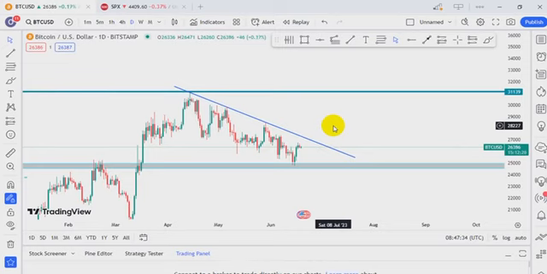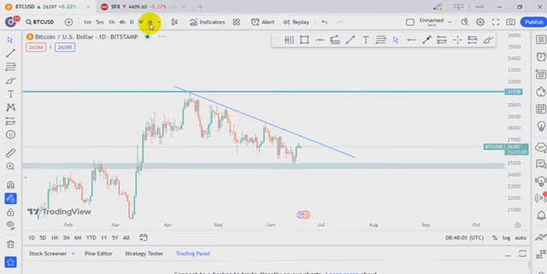I'm watching BTC, GBP USD, AUD USD and the stock market S&P 500, or SPX 500, whichever way you want to call it. Those are the few instruments we'll be analyzing this morning quickly. I'll just give you an overall view of what I'm looking at in the market.